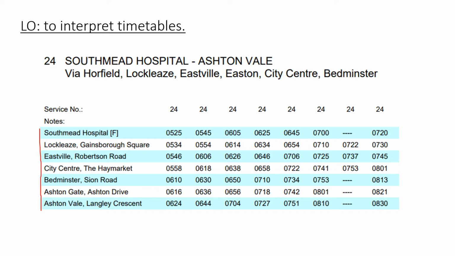The numbers, the times, are written here in the middle of the timetable. So each bus is read as a column. This one here is the first bus, and it starts from Southmead Hospital at 5:25, continues on to Lockleys where it arrives at 5:34, on to Eastville where it arrives at 5:46, onto the city centre at 5:58, Bedminster at 6:10, Ashton Gate at 6:16 and Ashton Vale at 6:24. That is the first bus route.